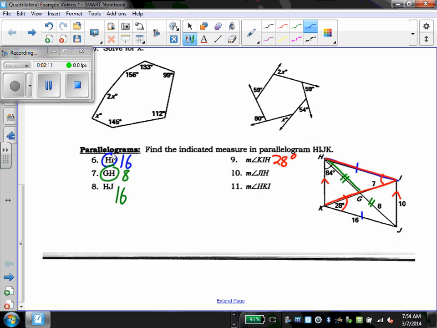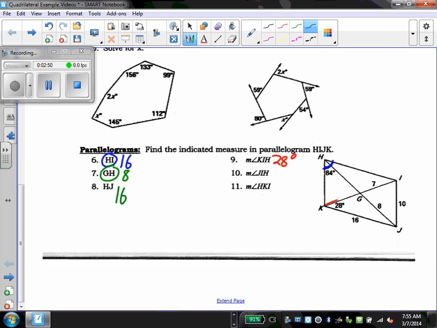If we want JIH, where's J? There it is. So JIH, we want this whole angle now. One thing you can think about up here, let me erase some of what we have here. One thing that we know, and it looks a little deceptive, see how this symbol is here? This whole thing is 84 degrees.